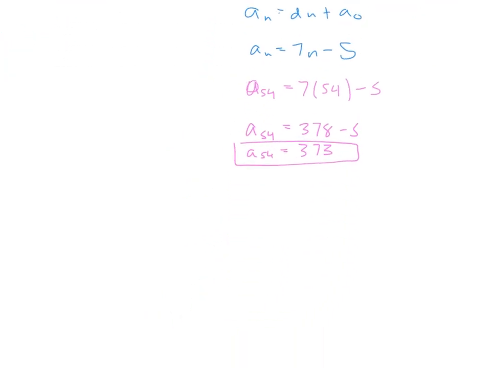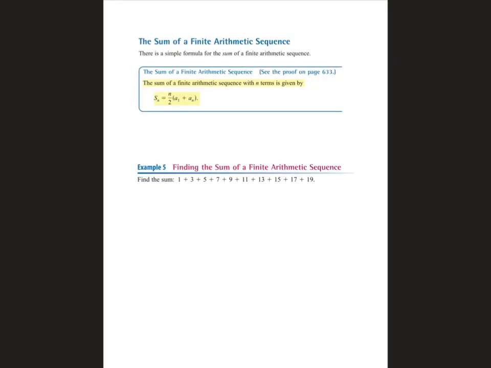Alright, next one, is that next page. Alright, so next we are finding the sum of a finite arithmetic sequence. So finite means that we have an ending. We're going to have a first term and a last term. It gives us this equation here to find our sum.